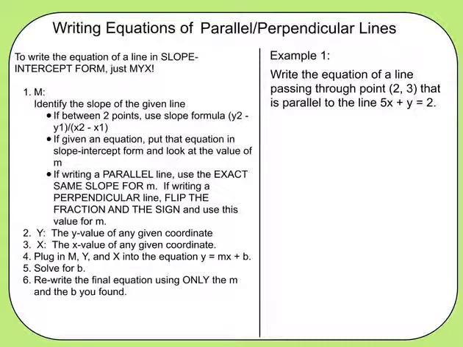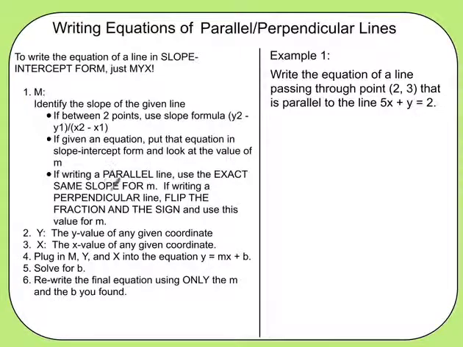So now that we can identify parallel and perpendicular lines, we need to take this one step further and be able to write the equations of parallel and perpendicular lines. We've already done this once before, because we use the exact same process that we did for writing linear equations. We need to identify m, use the x and the y of the given coordinate, then plug those into y equals mx plus b and solve for b.